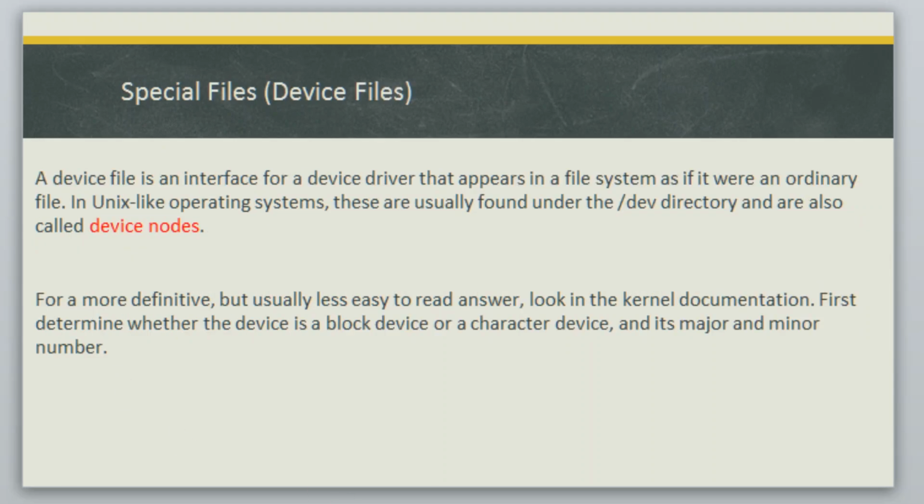So at our next PowerPoint here, we have a device file as an interface for a device driver that appears in a file system as if it were an ordinary file. In Unix-like operating systems, these are usually files that are found under the /dev directory and are also called device nodes. So for a more definitive but usually less easy answer, look in the kernel documentation.